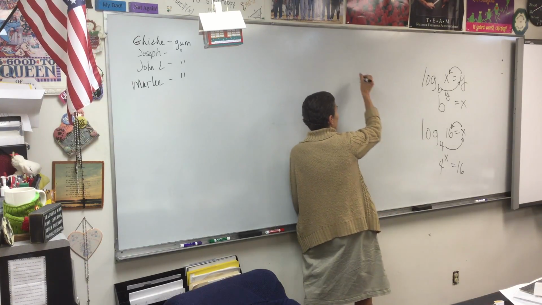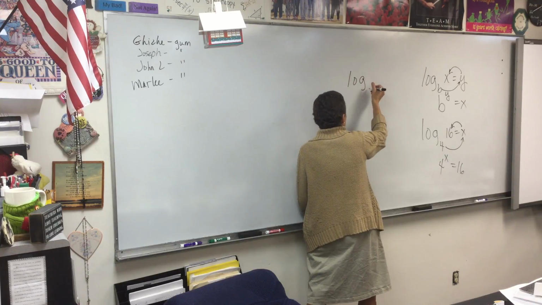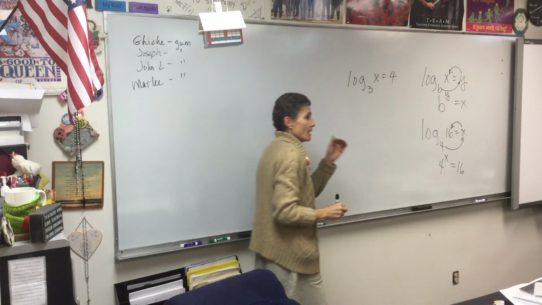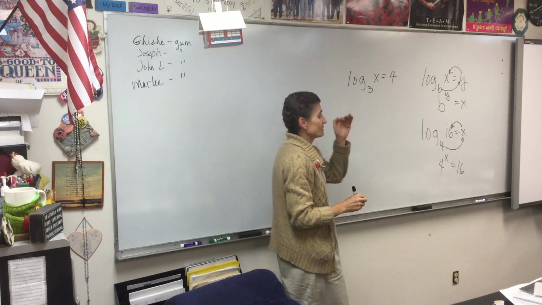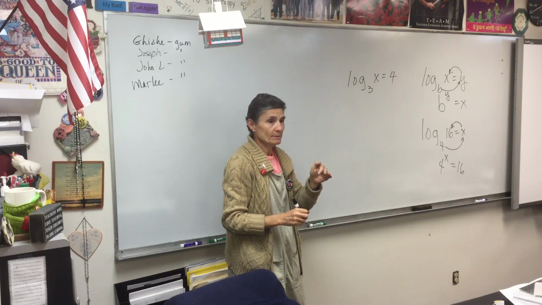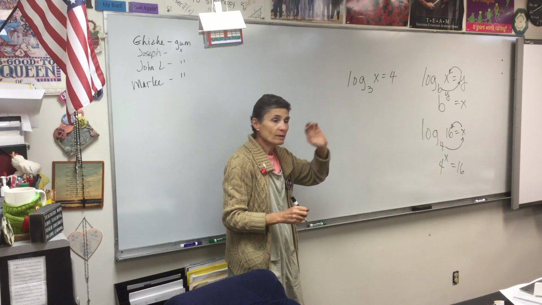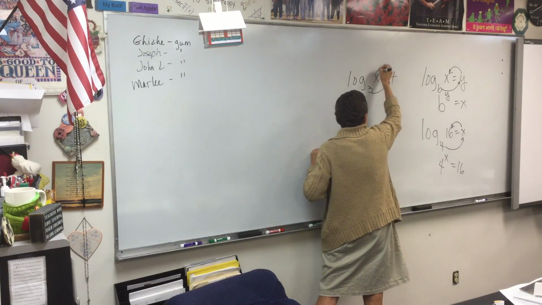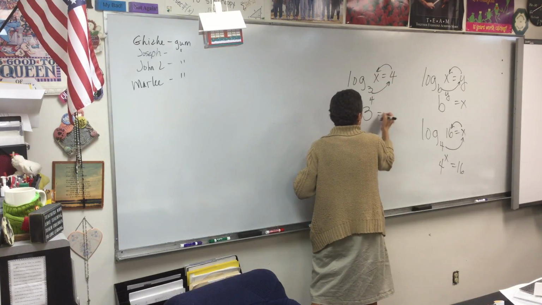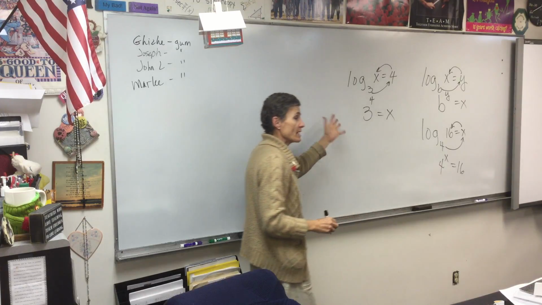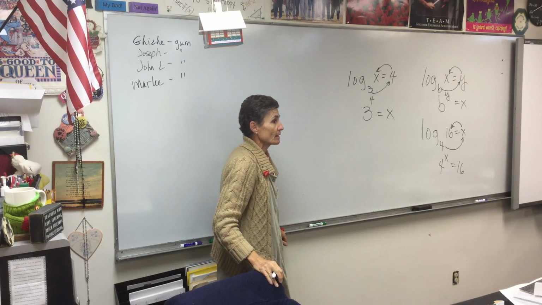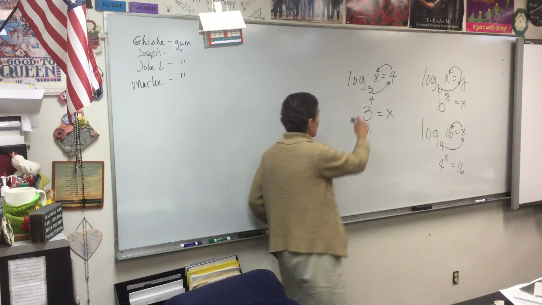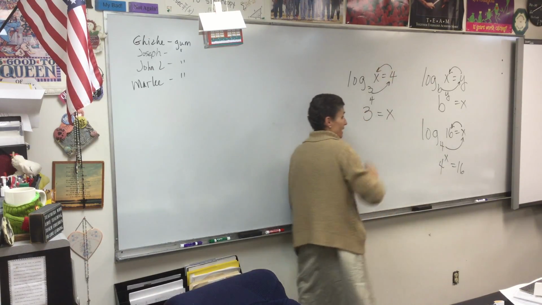All right, so let's do one more. Let's say that I saw this problem. I can't do this problem in that form. I don't expect you to be able to. Translate it. This says 3 to the 4th equals x. So the answer to the problem is 81. 3 to the 4th equals x.